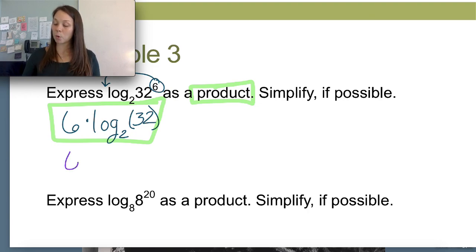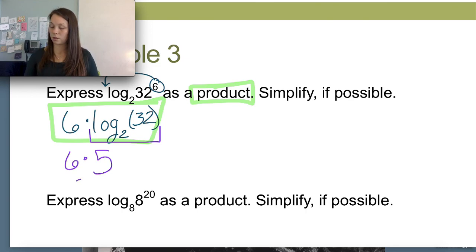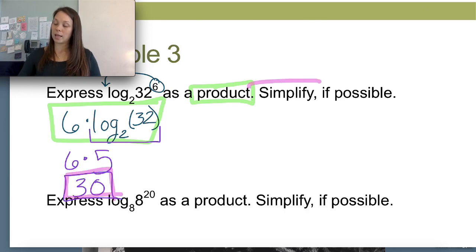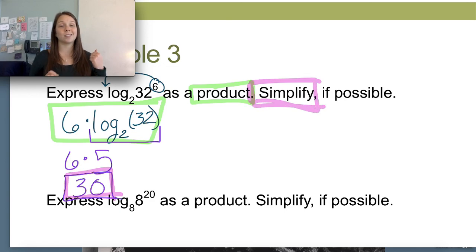So the first thing I need to figure out is what is log base 2 of 32 equal. In order to answer that question, I have to think, base of 2 to what power is going to give me that number 32? And that would be 5. Now I have to do 6 times 5, which is 30. So this piece, where I've boxed up the number 30, is answering this part of the question where it says to simplify.